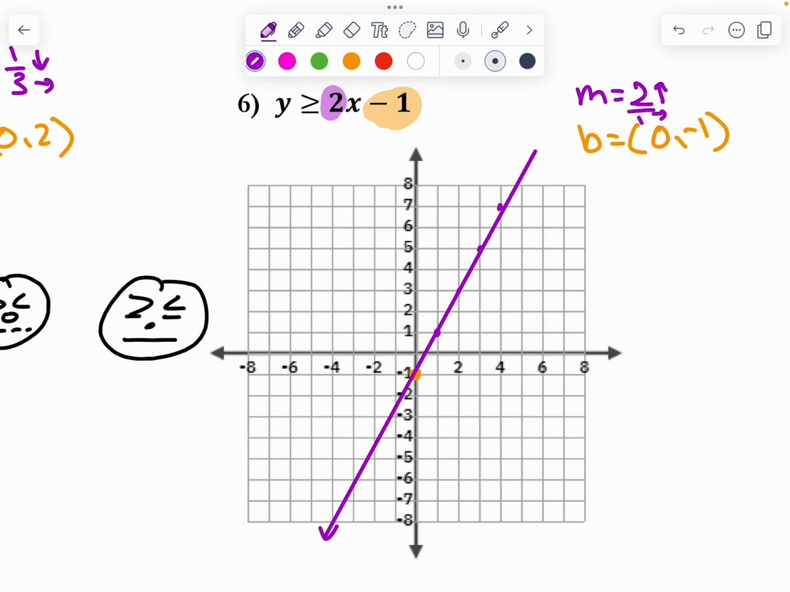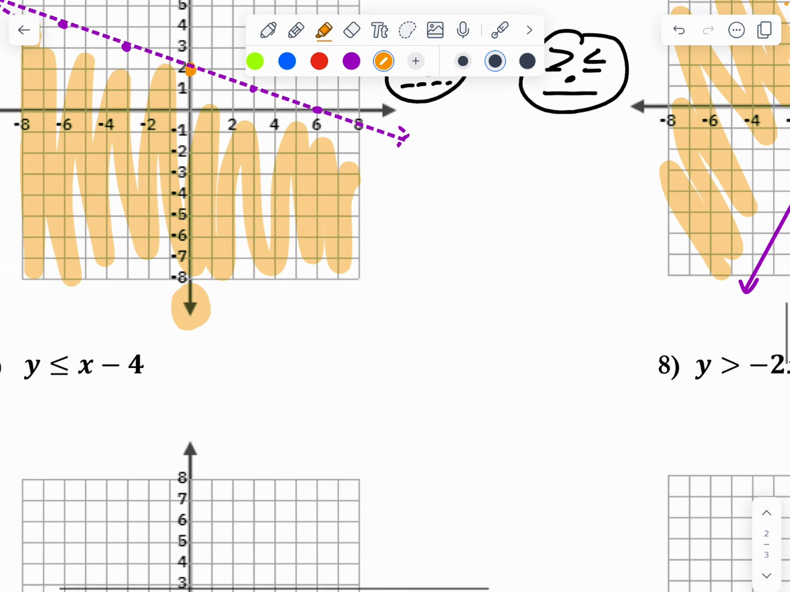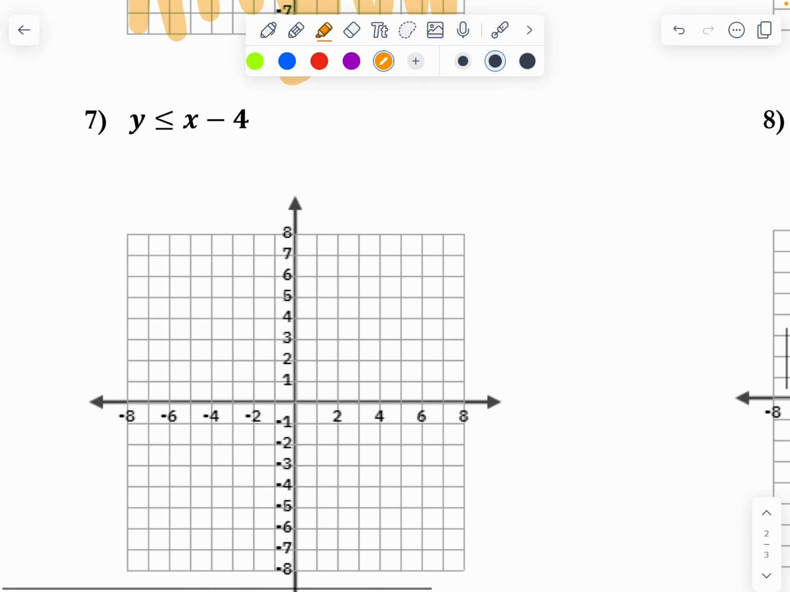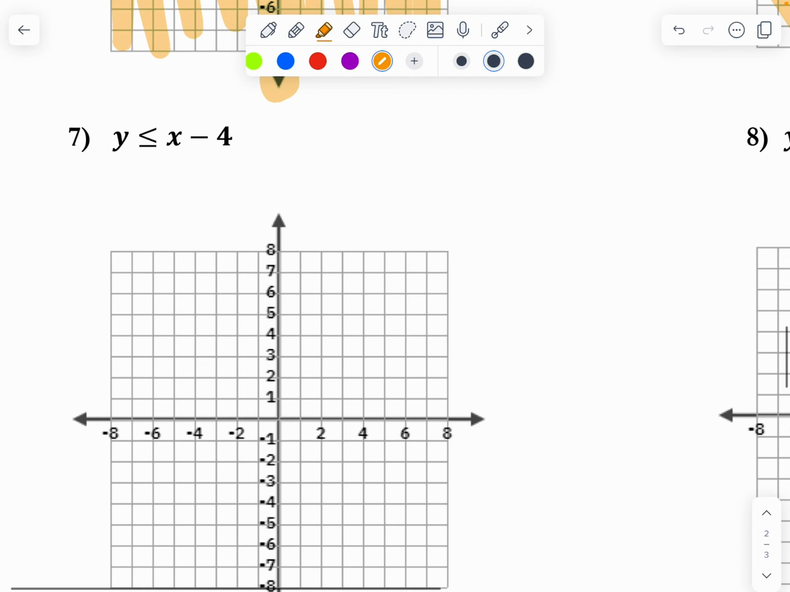So we've got our line right here. And I do use a solid line because it's greater than or equal. So if I say equal, we're going to have a solid line. Greater means we're going up, so we're going towards this arrow over here. And so I'm done here. That's it. That's how we would graph this one. You guys have already moved on ahead. Good work.